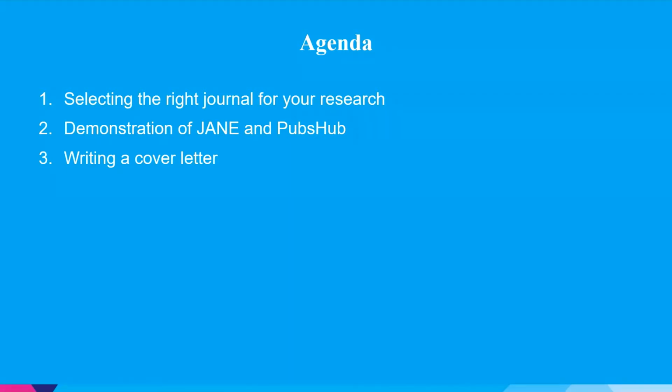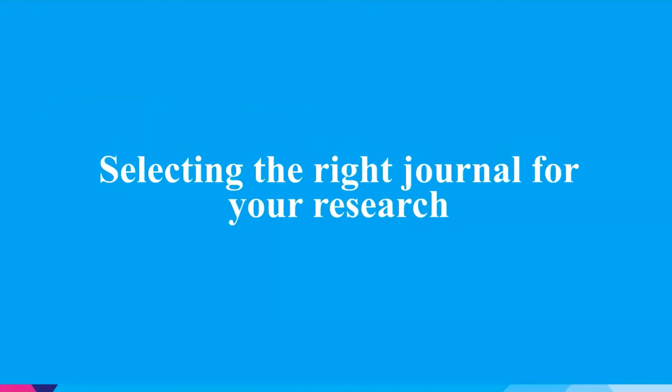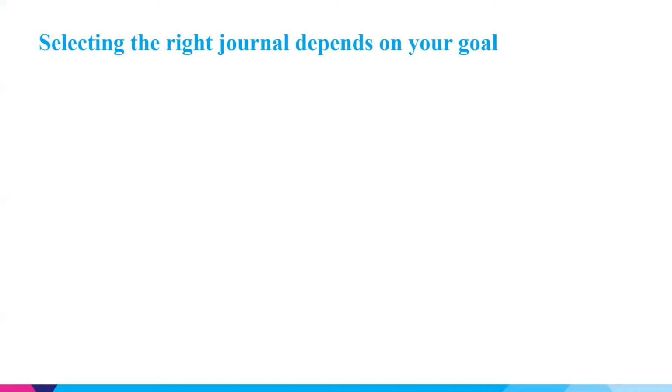So let's get started. Selecting the right journal for your research. Selecting the right journal really depends on your main goal. So you may have several goals, but we're going to split them into three main goals. If your main goal is to maximize prestige, then what you want to do is compare impact factors in PubsHub, which is a resource I'll be showing you in just a few minutes.